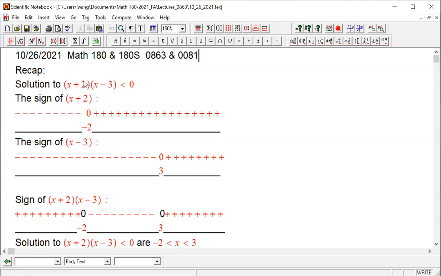So let's recap what we have done yesterday. We analyzed the method, right? We analyzed why and how we do it. The focus is on the sign. So in order to solve inequalities like that, we use mathematical principles. What are the mathematical principles that are relevant here?